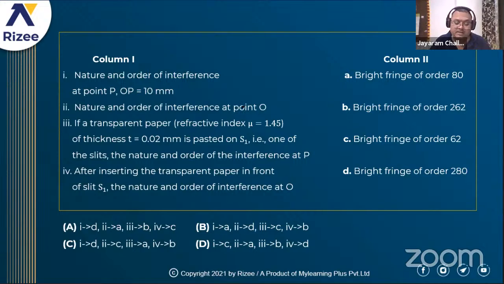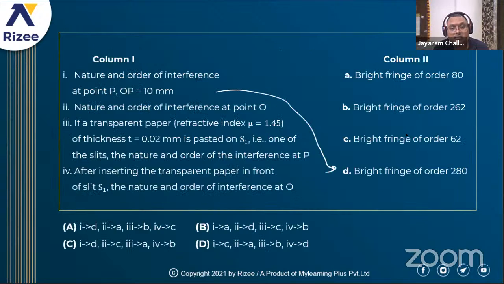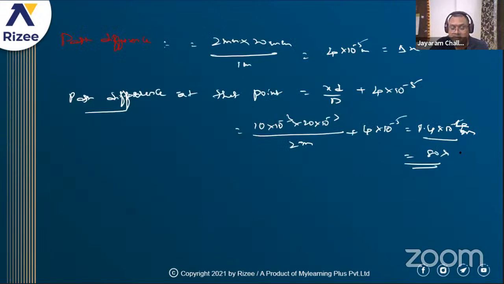So 1 should be related to D. In this case, the value can be written as 280 lambda. Fine, sir. This is the first one.